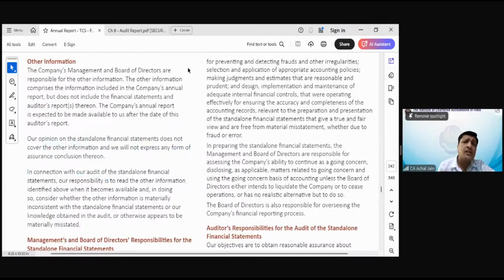Clear on this? About this section, other information? Everyone clear? Generally, there is a lot of confusion around this section. I'm just hoping everyone is clear now. Any questions, any doubts so far?